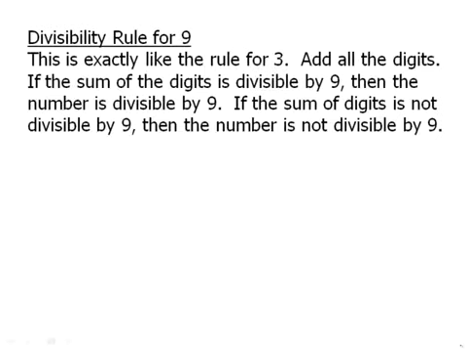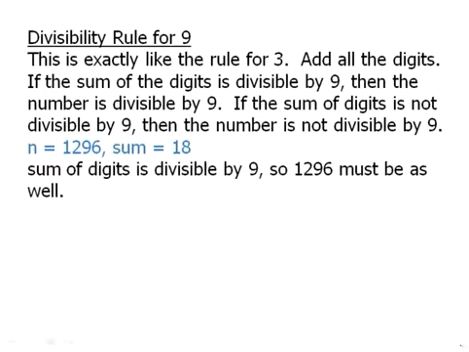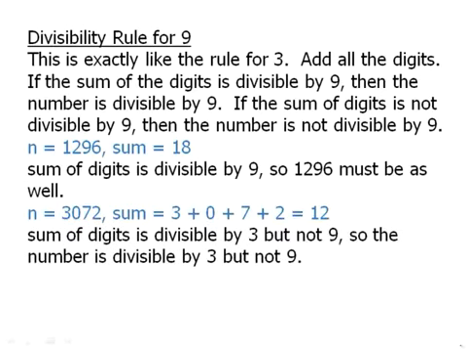The divisibility rule for 9. This is exactly like the rule for 3. Add all the digits. If the sum of the digits is divisible by 9, then the number is divisible by 9. If the sum of the digits is not divisible by 9, then the number is not divisible by 9. So for example, 1296, we found on the last few slides that the sum of this was 18. The sum is divisible by 9, so 1296 must be divisible as well.